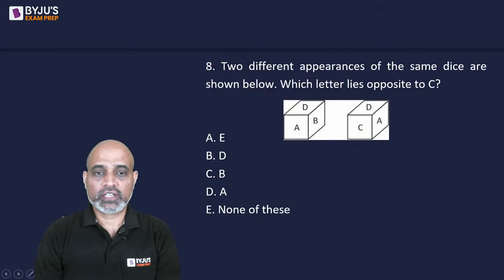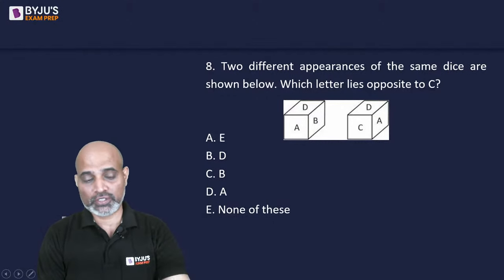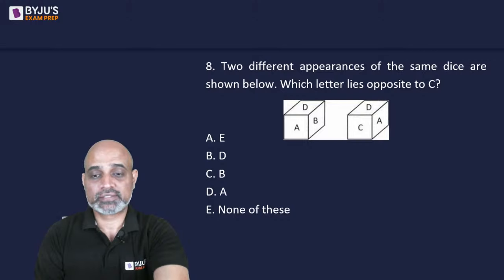चलो. Next one. Two different appearances of the same dice are shown below. Which letter is opposite to C? So it's a question based on dice.